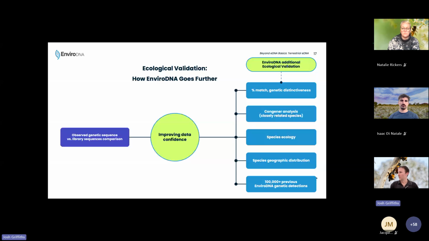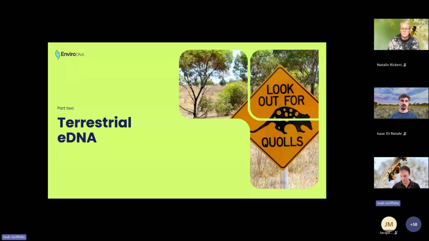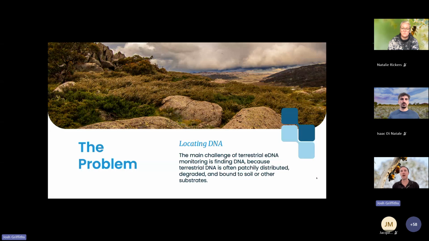So let's move on to terrestrial DNA. That's what we're here to talk about today. Essentially, all the stuff I've just talked about in terms of the type of analysis remains the same across virtually every system or habitat that you're looking at. The real challenge for terrestrial systems is simply being able to locate the DNA in the environment. So it becomes a survey design and sampling issue.